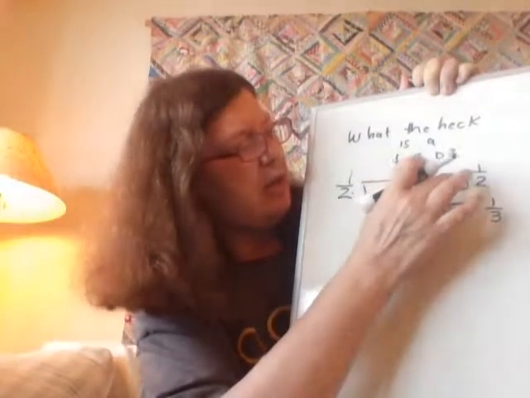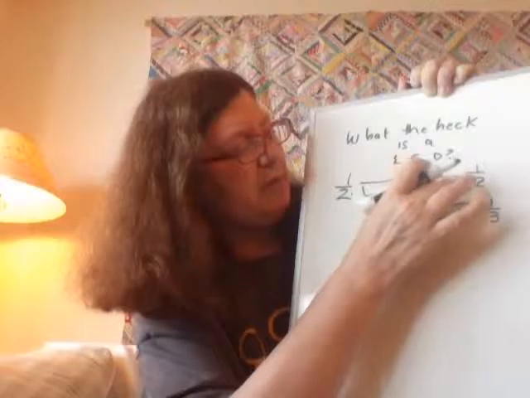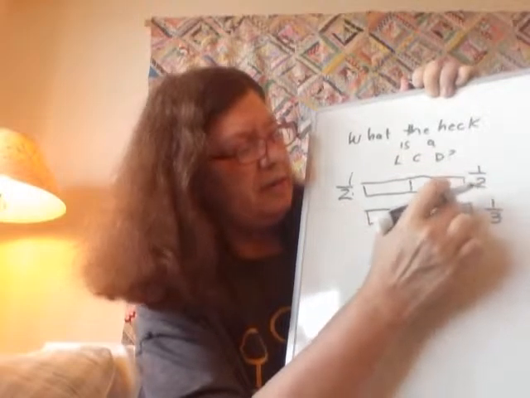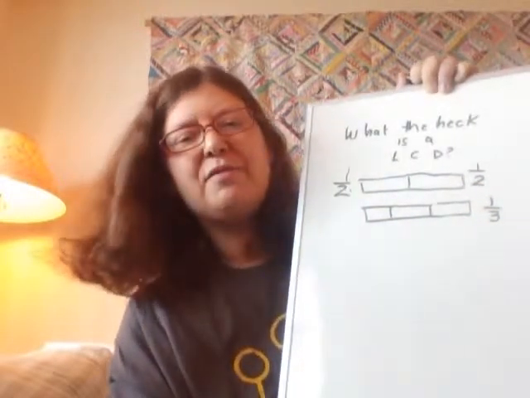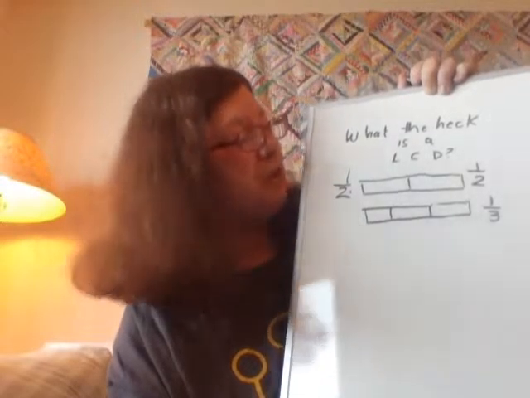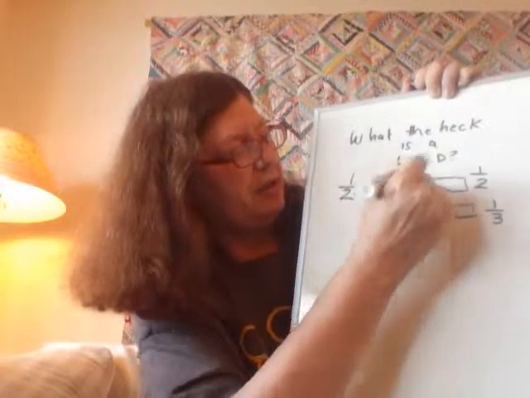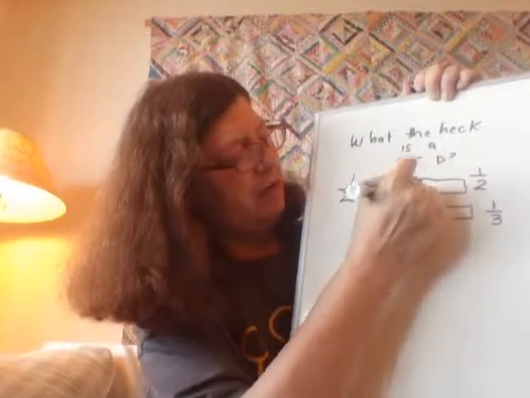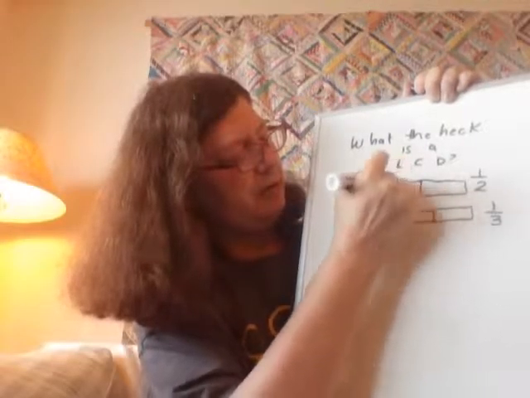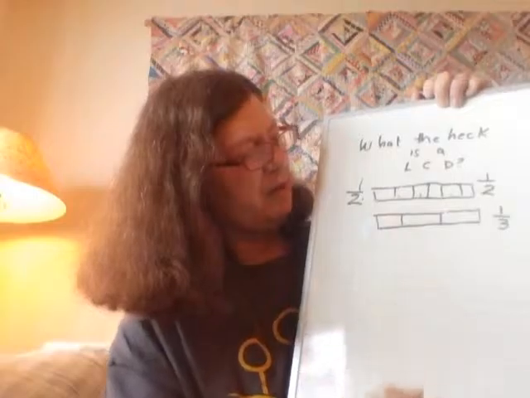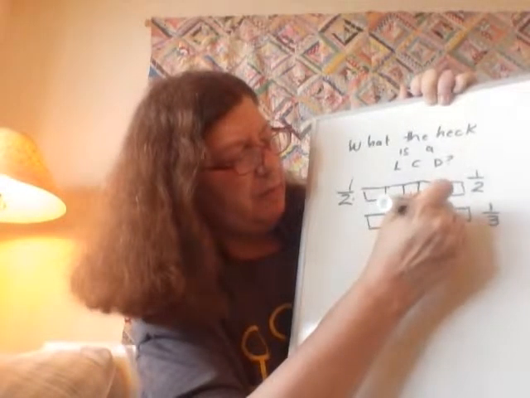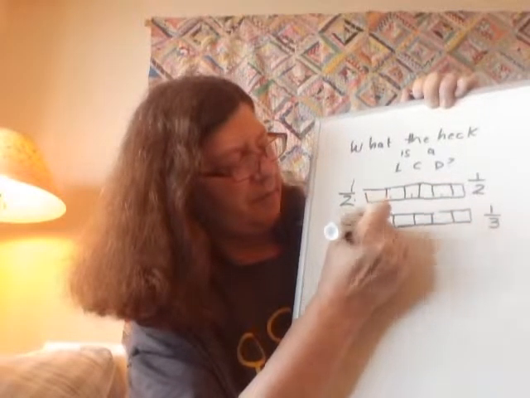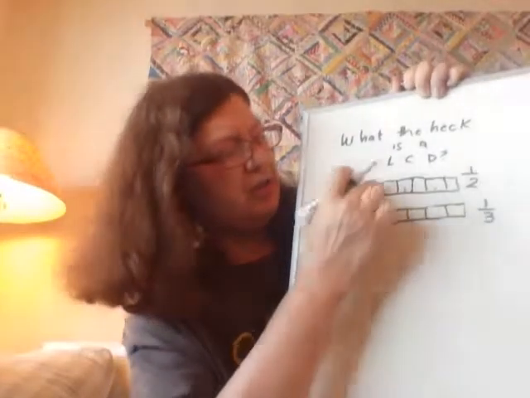What it means is pretty straightforward. I'm going to cut this into smaller pieces, and I'm going to cut this into smaller pieces until each of them has the same number of equal size pieces. So for this 1/2, I'm going to break each of the halves into 3 pieces, okay? And this 1/3, I'm going to break each of the thirds in half. And now each of these has 6 pieces.